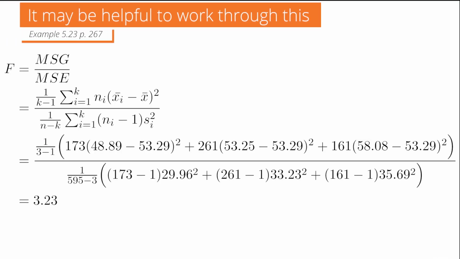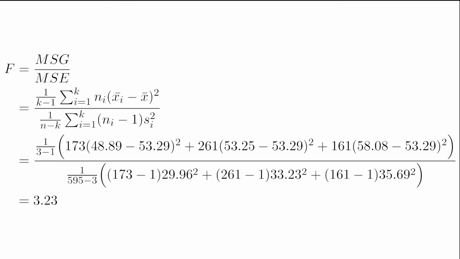You can, of course, confirm the arithmetic here and see where each of the pieces of information come from. It's on page 267 in example 5.23. Basically, we're going to plug in the different pieces of information that we need to find MSG and MSE. After we plug those in and calculate, we're going to find that F is equal to 3.23.